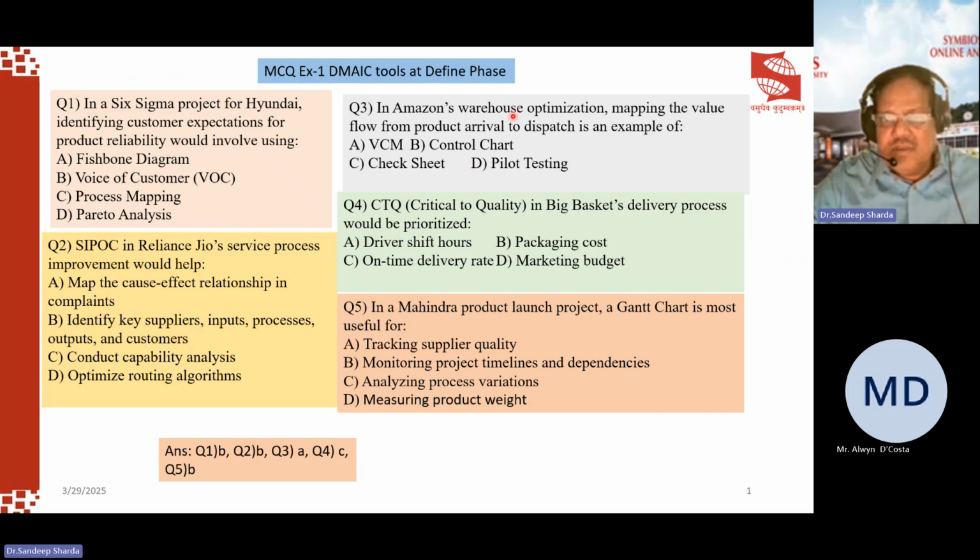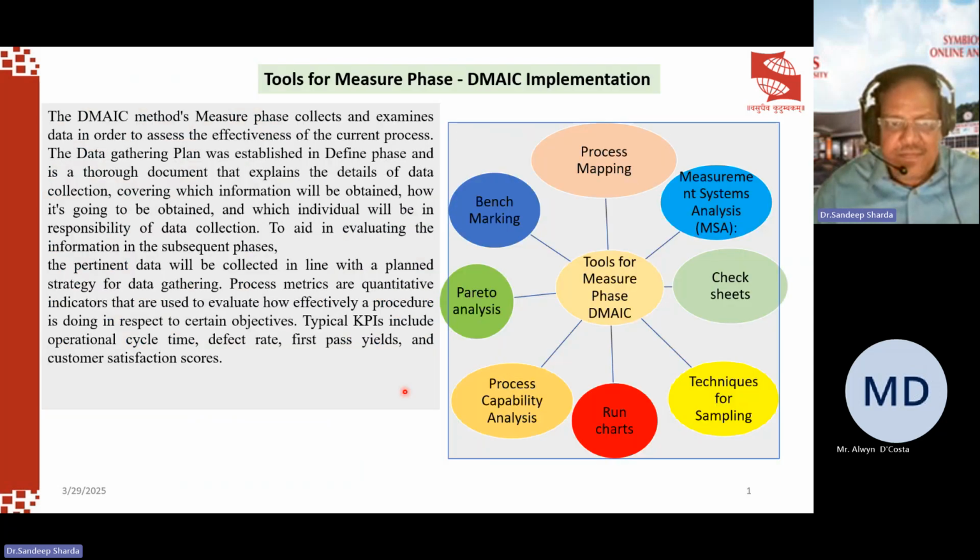In Amazon's warehouse optimization, mapping the value flow from product arrival to the dispatch is an example of the VSM. CTQ in BigBasket delivery process would be prioritized as the on-time delivery rate. In a Mahindra product launch project, a Gantt chart is the most useful for analyzing the process variations.